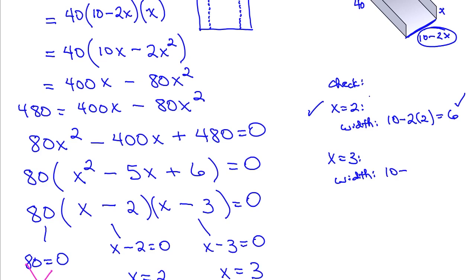It would be 10 minus 2 times 3, which would be 4. And that makes sense as well. We could have a width of 4. What you're looking for here is values that would not work.